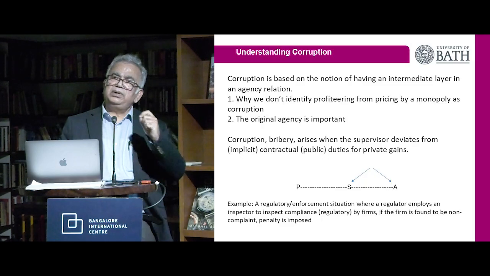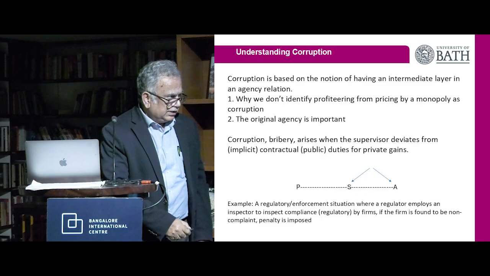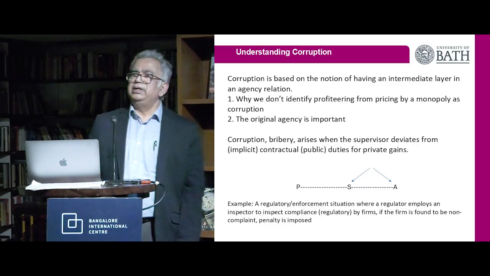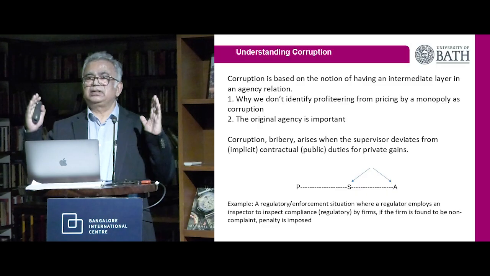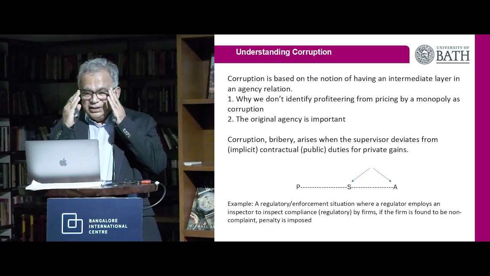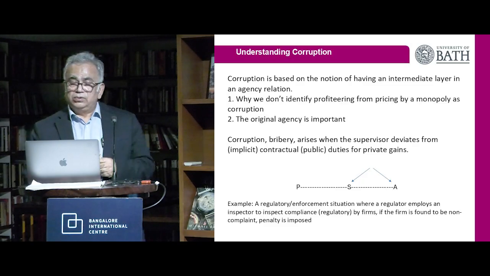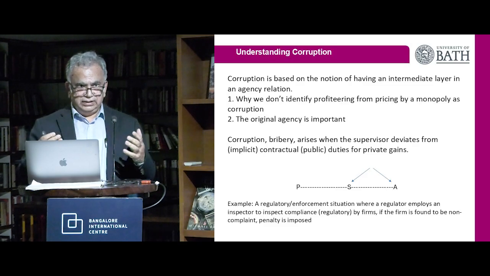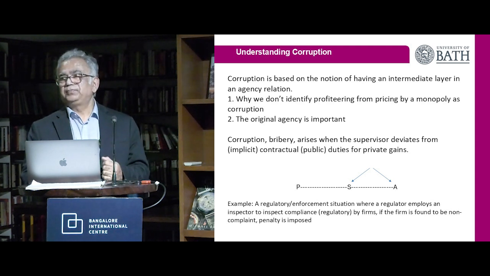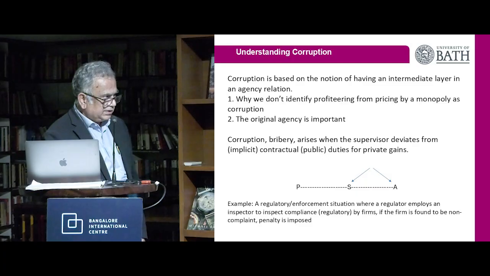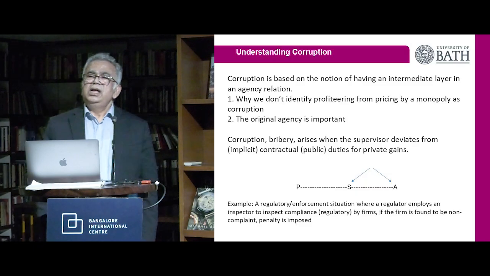Typically we would define corruption as the interaction between this intermediate layer, the supervisor, and the agent. That's been the classic definition, beginning with Susan Rose-Ackerman, or even before that, Gunnar Myrdal, although not in so many formal or well-defined terms, but that's the idea. So the supervisor is in some sense the focus, the middle player, the intermediate layer.